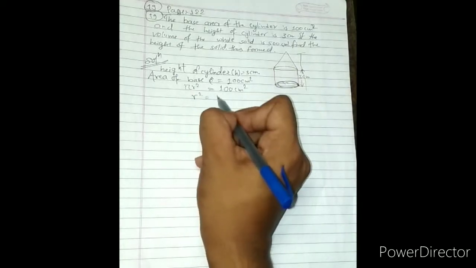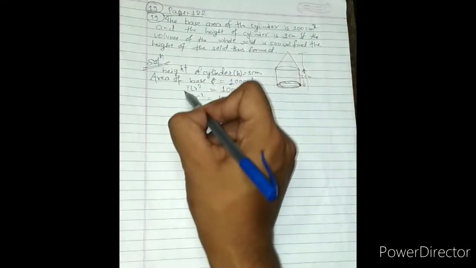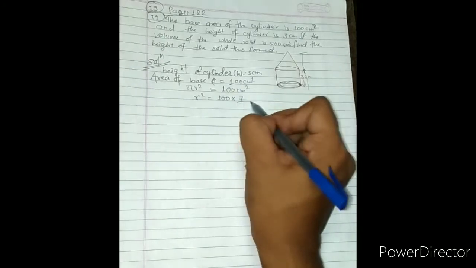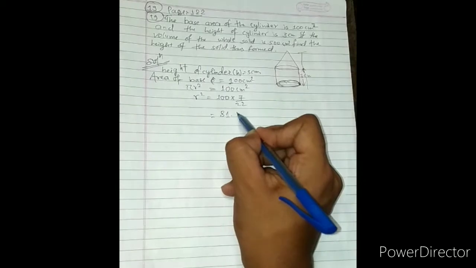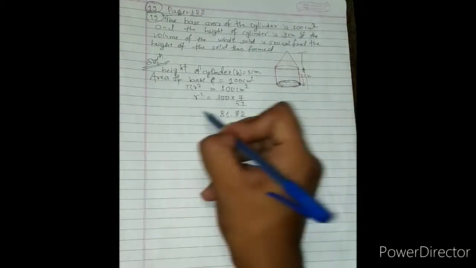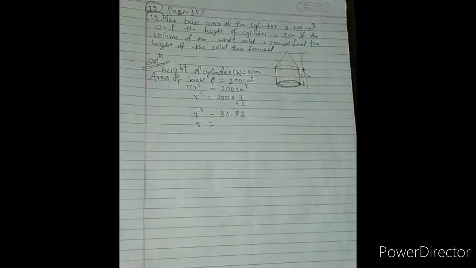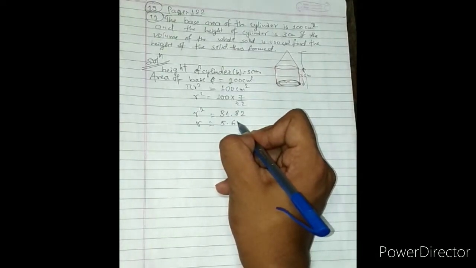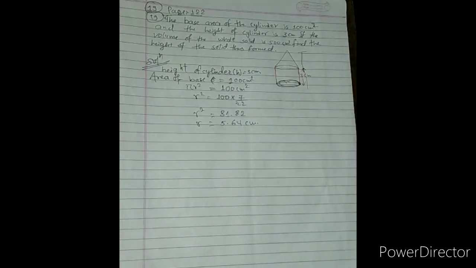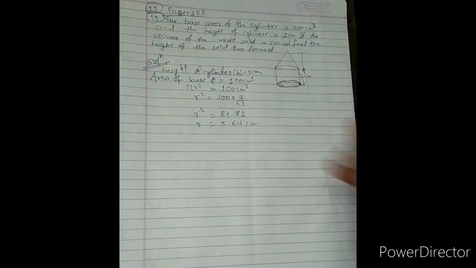So r square equals 100 into 7 by 22, taking pi as 22 by 7. So 700 divided by 22 is 31.82, that is r square. So r will be the root of this, which is 5.64 centimeter. That is the radius.